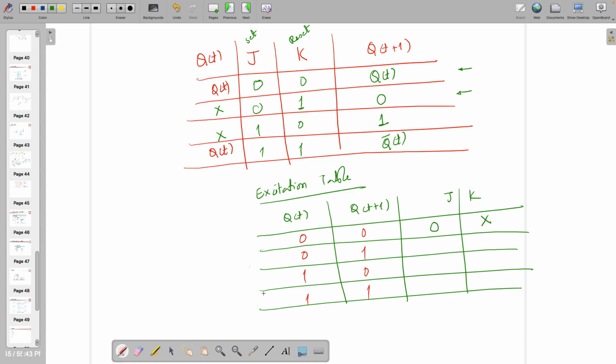In that case, can I consider this one and this one, right? 0 1. If Q equal to 0, then Q bar becomes 1. So this is 0 1 possibility. This is again 0 1. So in that case, what can I write down? 1 don't care. Let's check about 1 0 and tell me the answer.